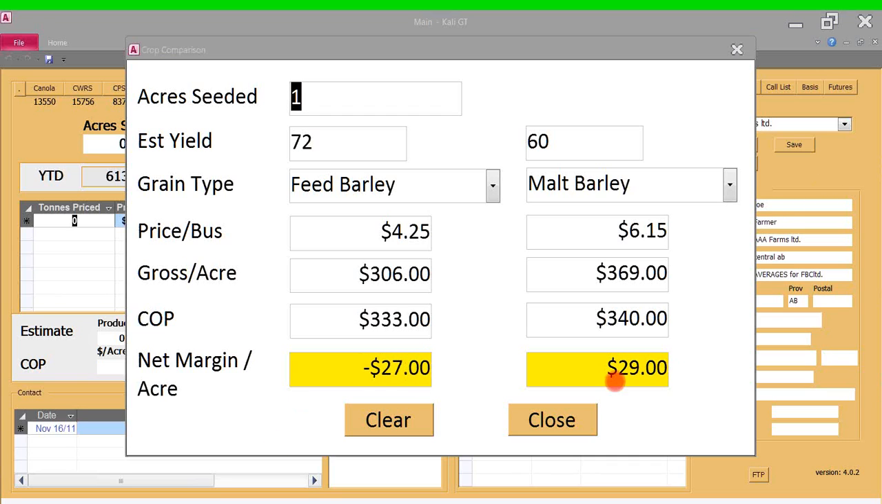You're going to lose $27 an acre, even at 60 bushels of malt barley. And of course, these are average numbers, not your numbers, but again, to get an average of 60, obviously some of you are lower than this. Then we're sitting at basically, you're making $29 an acre.